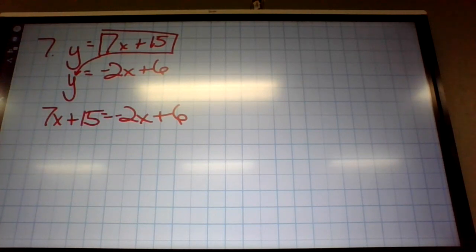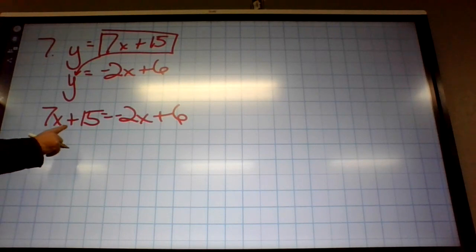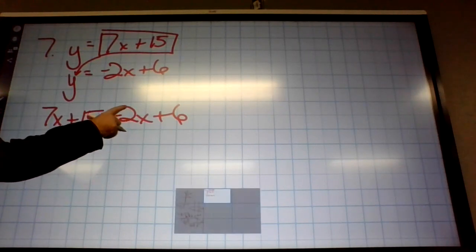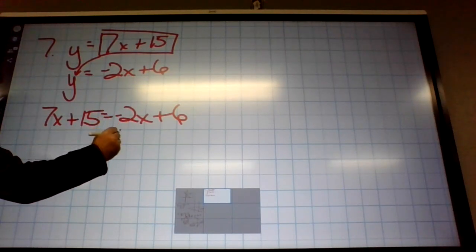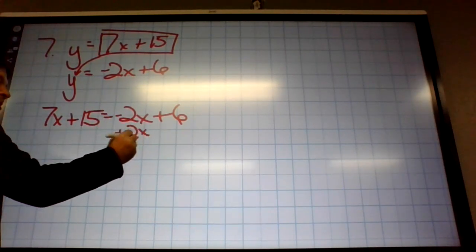And then what do we do when we have x's on both sides of the equation? We need to eliminate it from one side, so to get rid of the -2x, we could add a positive 2x.